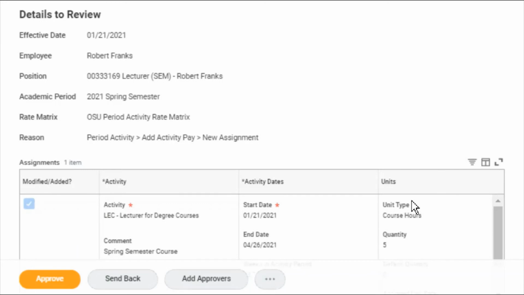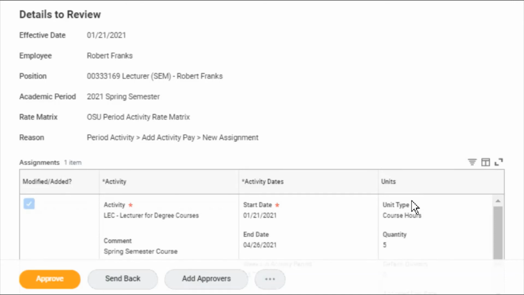First, I will review the effective date. This will generally be equal to the start date of the applicable semester if an employee's period activity pay is added prior to the semester's start. If an employee is hired with period activity pay midway through the semester, the effective date should be equal to their start date. Effective dates can only be the current date or a future date. They cannot be retroactive. Here, I will also confirm the academic period is correct. This should be equal to the upcoming semester or school year for fellowships. Then, I will review the reason. This should be equal to the reason the individual is receiving the period activity pay.